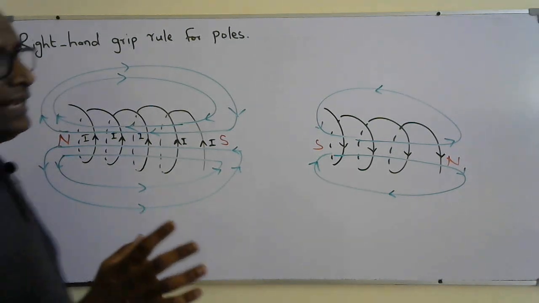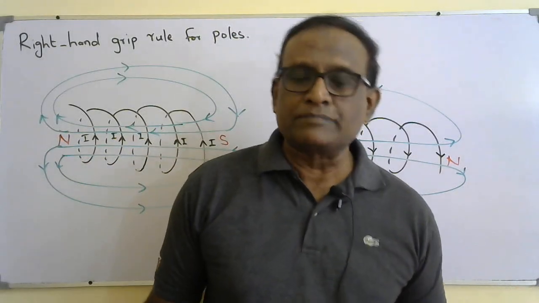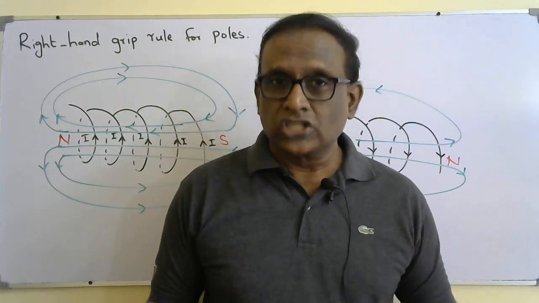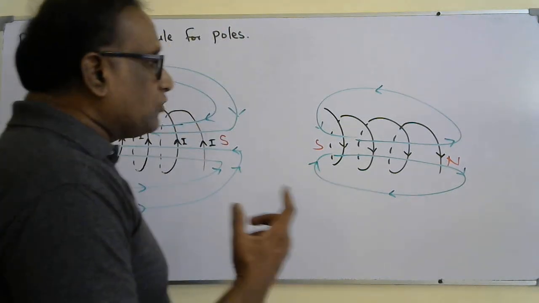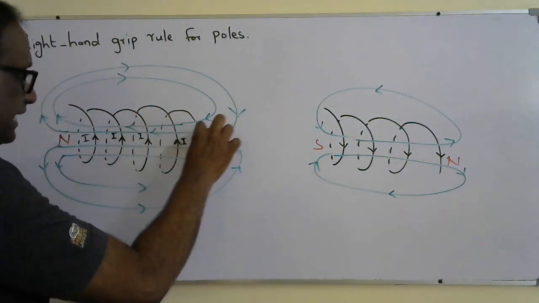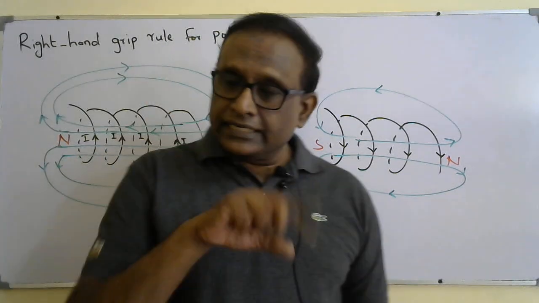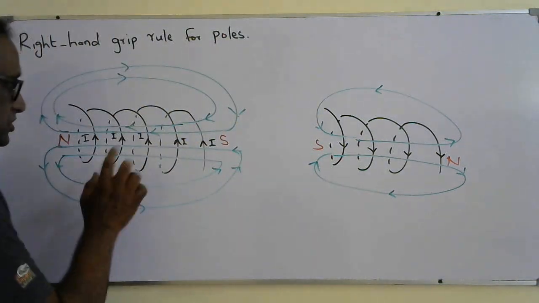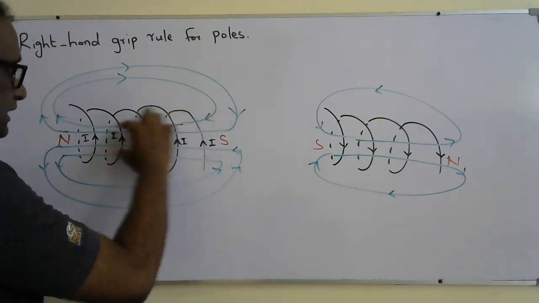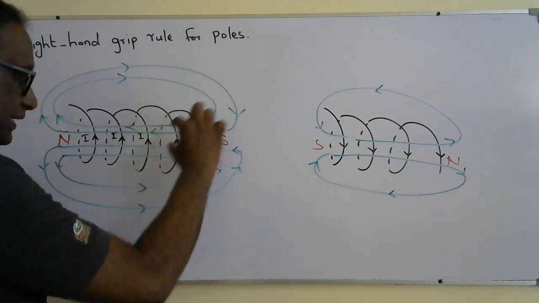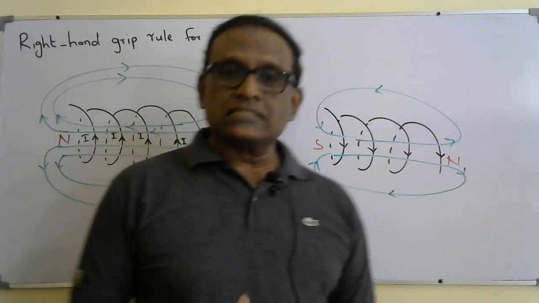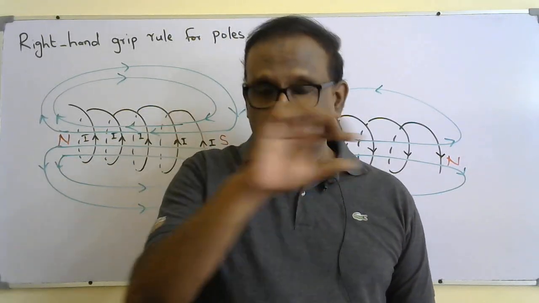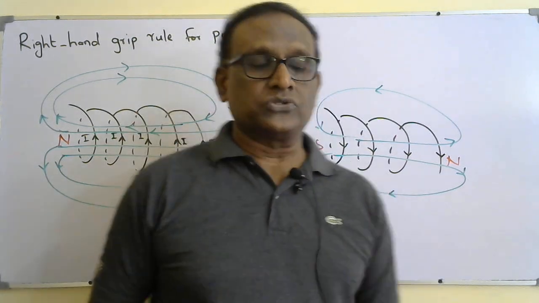The difference between the field line pattern when we compare a bar magnet and a solenoid: in a bar magnet, we don't show the field lines inside the magnet, but in a solenoid, we show the field lines inside the solenoid. So inside the solenoid, we can imagine the field lines are almost parallel and equally spaced. That means inside the solenoid, almost constant field lines, or constant strength of the field, is produced.